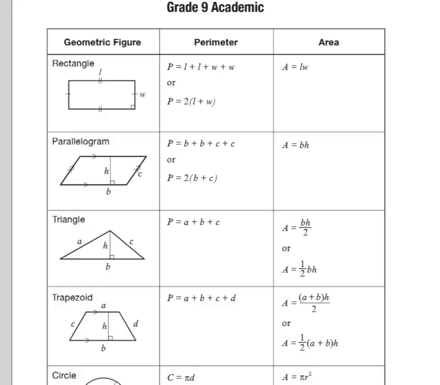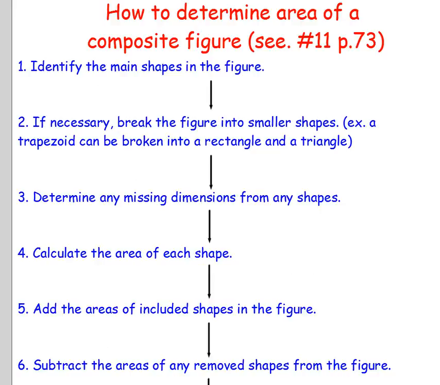So that's a good strategy, to break up something into really basic shapes with simple areas, and if possible or if necessary, determine any missing dimensions from these shapes. That may require reading into the dimensions a little bit and adding parts, or it could be that the hypotenuse of a triangle is not given but the base and the height are. We could use the Pythagorean theorem.